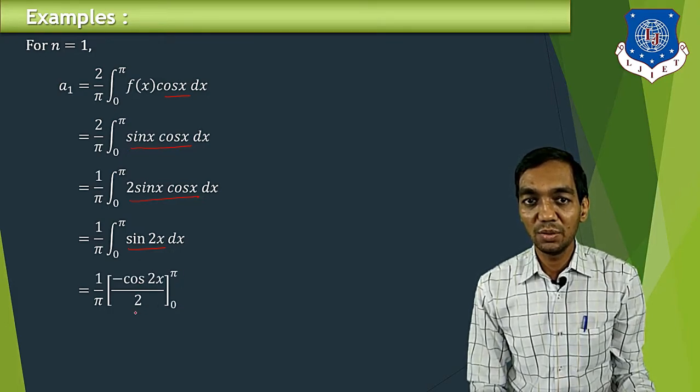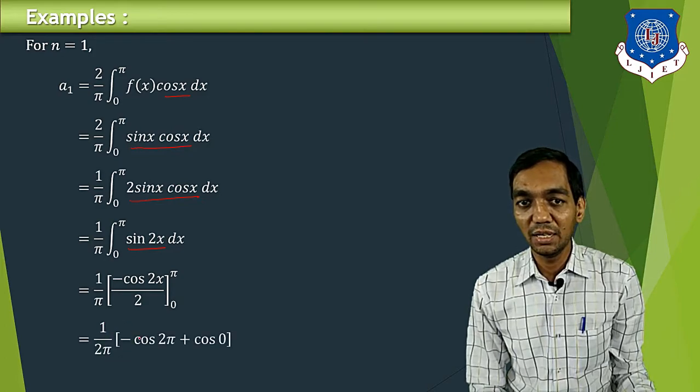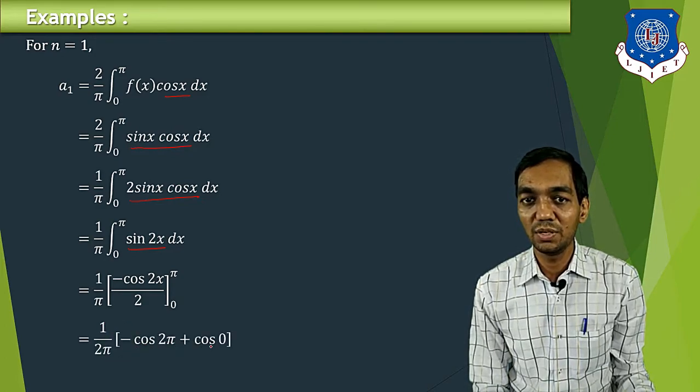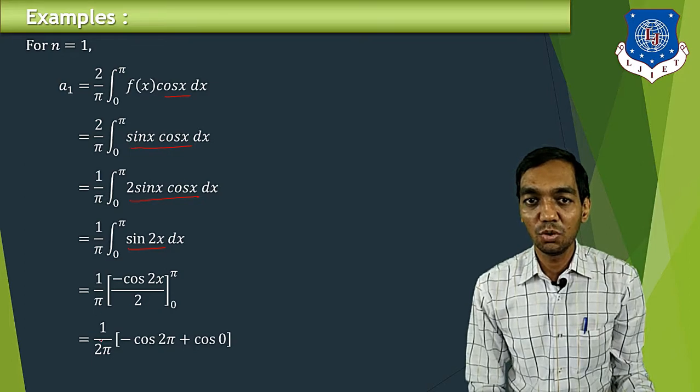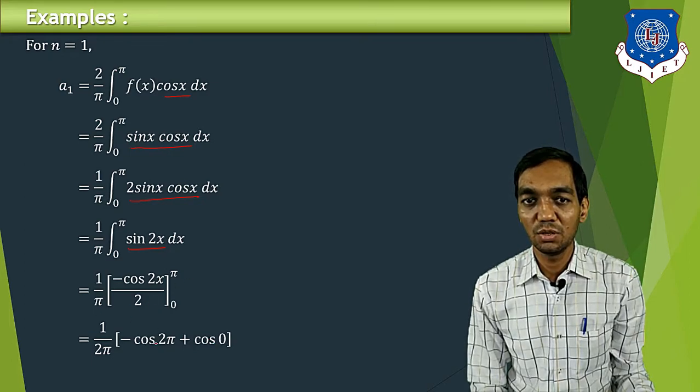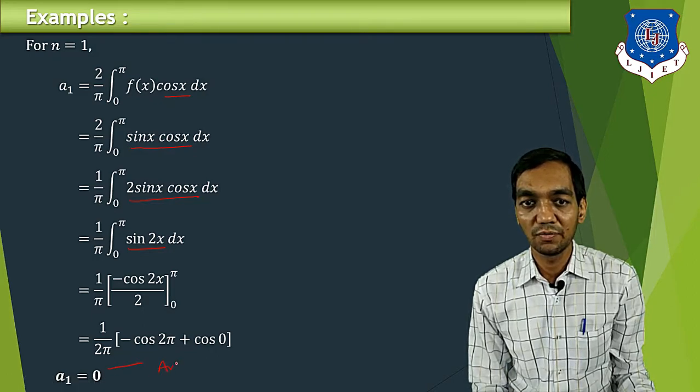So if you are going to put the limits, then you will have 1 upon 2 pi into the bracket minus cos 2 pi plus cos 0. See, 2 common out, cos 2 pi plus cos 0. Cos 2 pi has a value 1 and cos 0 has a value 1. So minus 1 plus 1, that means you have a1 is equal to 0. So this is the answer of a1.